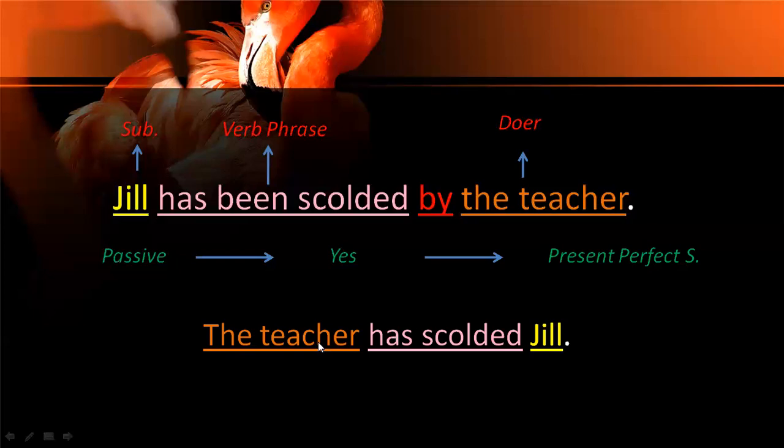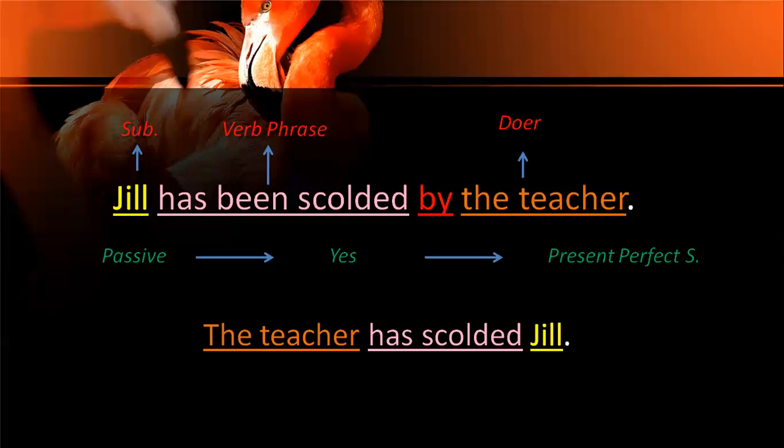Because it is the teacher, singular. The teacher has scolded whom? It is Jill. So we got the object from the passive sentence, which was the subject of that sentence, that is Jill. It becomes the object in the active sentence.